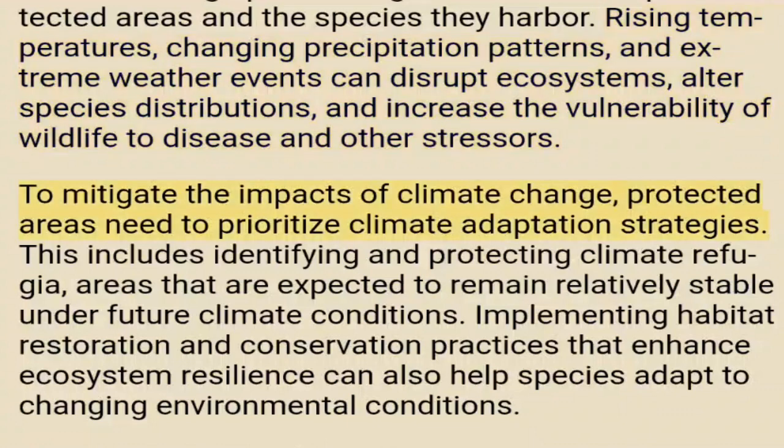To mitigate the impacts of climate change, protected areas need to prioritize climate adaptation strategies. This includes identifying and protecting climate refugia, areas that are expected to remain relatively stable under future climate conditions. Implementing habitat restoration and conservation practices that enhance ecosystem resilience can also help species adapt to changing environmental conditions.